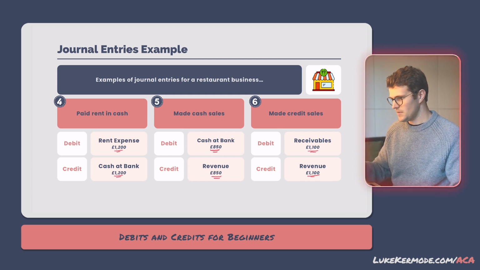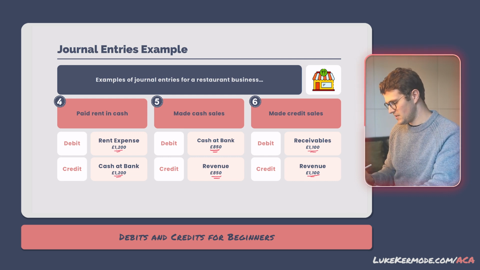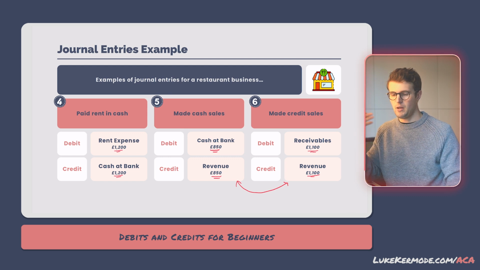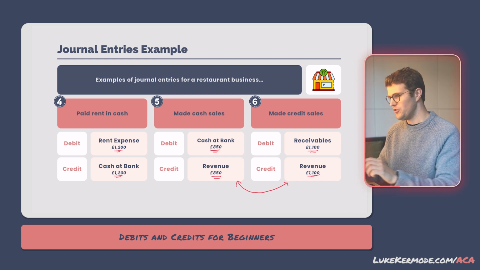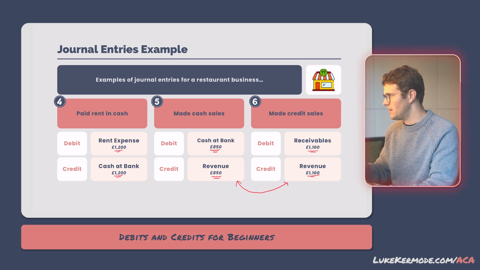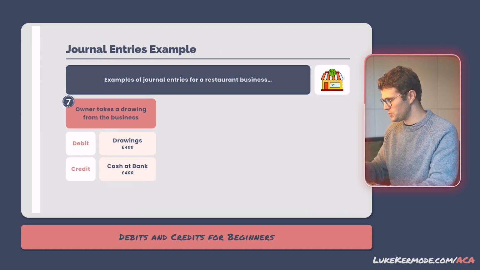So both of these sales increase revenue, but only one, the £850 sale, brings in cash immediately. The other £1,100 sale creates an asset in the form of trade receivables.